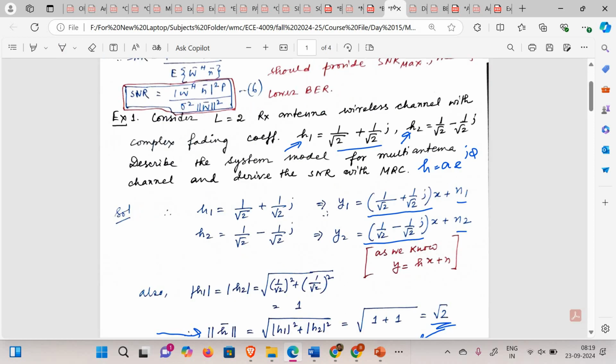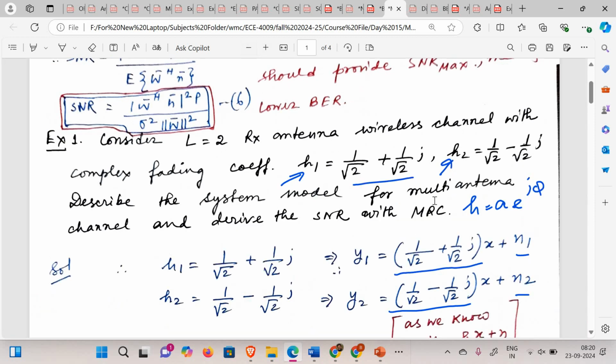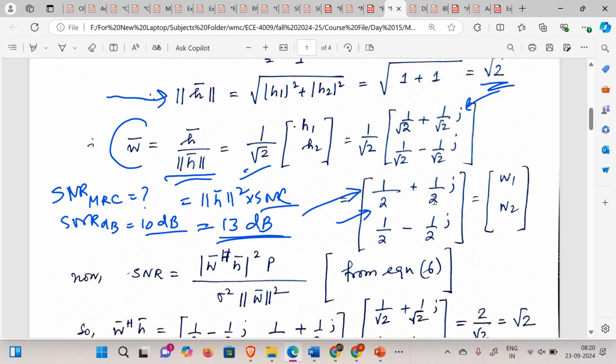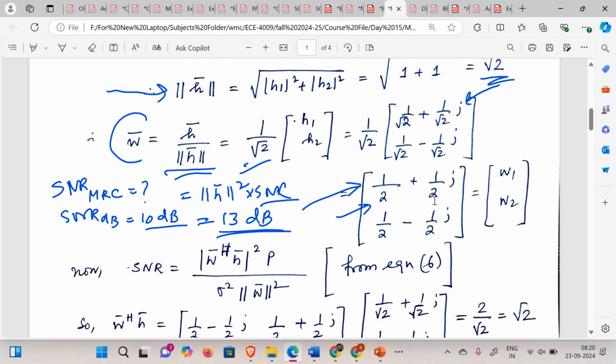If I get a question of this nature, where H1 and H2, the coefficients of the channel, are provided to us, we found that we can work out the SNR compared to a given SNR of 10 dB. For SNR MRC, we are getting around 13 dB. So it is boosting up by 3 dB, only by two antennas for a similar scenario. This we are going to prove in lab as well, as an assignment later.